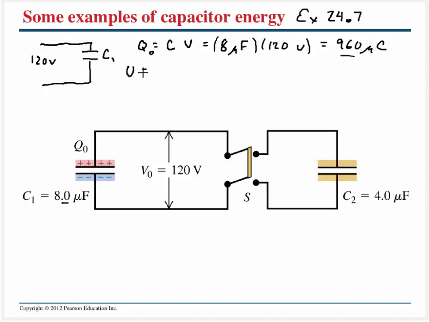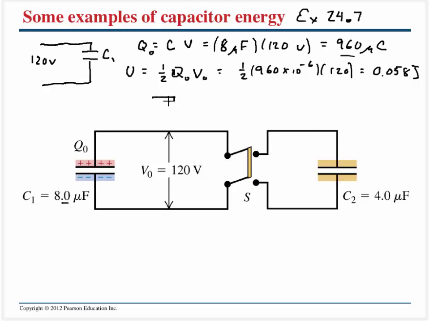How much energy does this guy store? Well, that's just going to be 1/2 times the initial charge multiplied by the initial voltage. So really 1/2 times 960 times 10 to the minus 6, and then 120. And so my initial energy is going to be 0.058 joules.